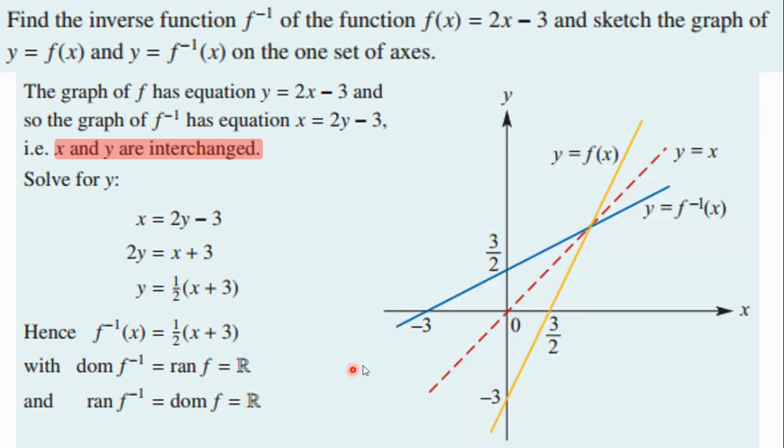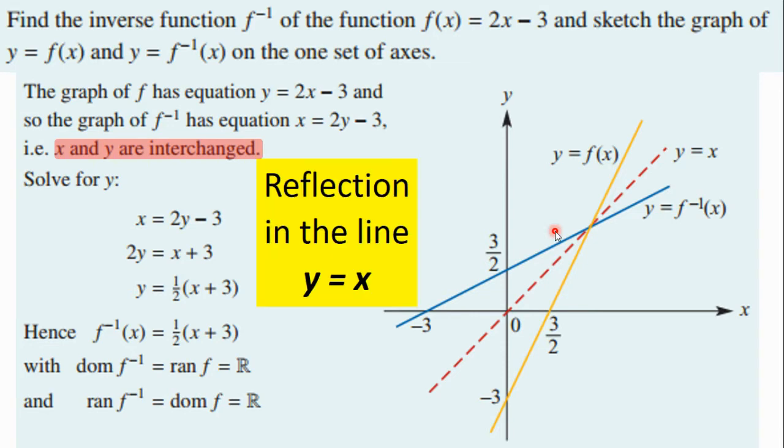So if we sketch them, here is the graph of 2x minus 3. Here is the graph of half x plus 3, and if we have a dotted line, y equals x, we can see they are a reflection of each other in the line y equals x. There you go.